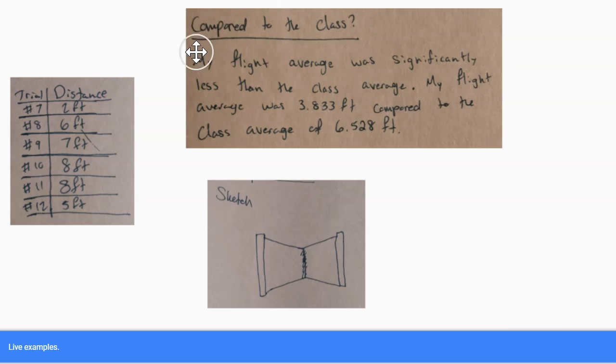And then also notice this answer here. What they did is they gave me a brief summary of the question. And then they said, this is how my flight performed. They compared it to the class and their own data. Also, we have a sketch here, so it's real easy for us to look at it and know what lab she's doing. In this case, it was aerospace. They put 2 cups together and made that fly.